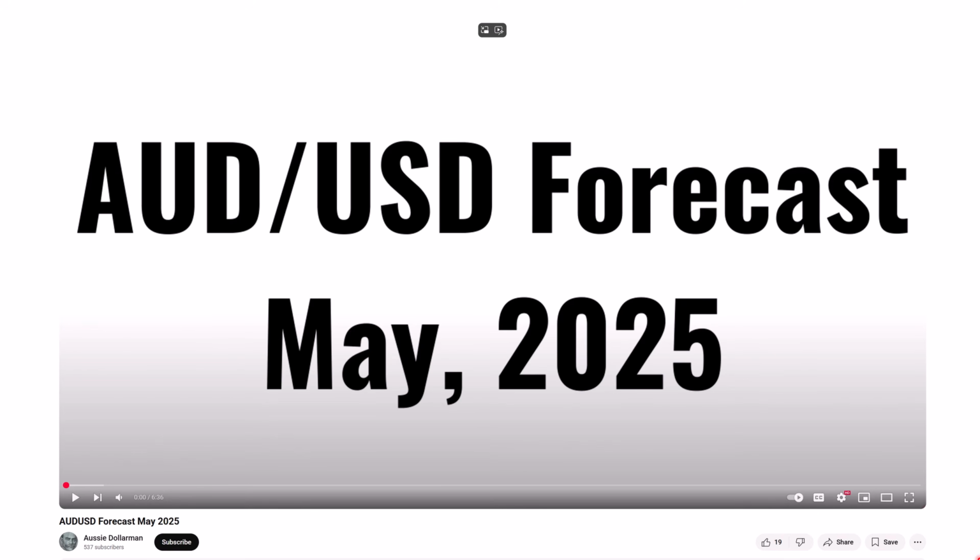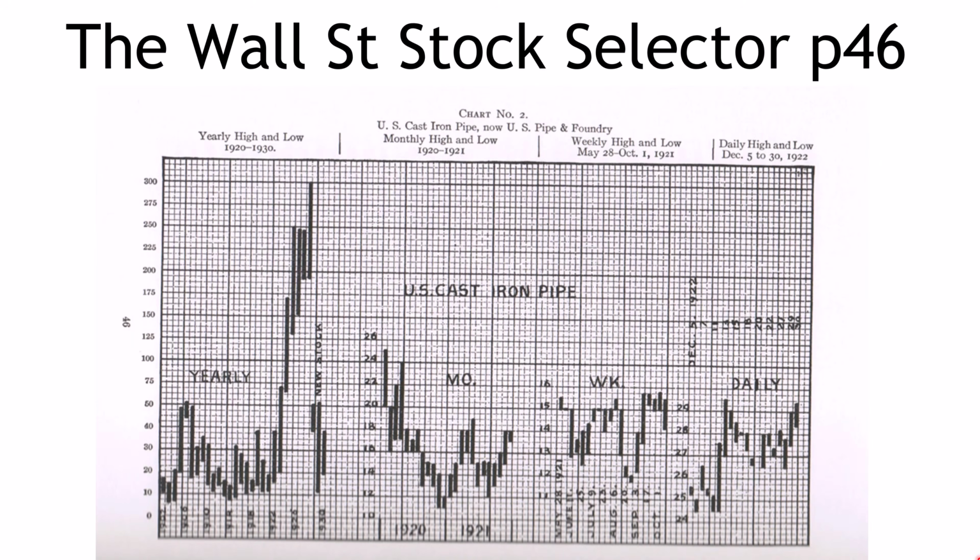So we'll start with the Australian dollar US dollar. If you didn't catch it, my forecast dates are up on the channel so you can see those. And again, for those who are new, I like to employ Gann's technique from Wall Street Stock Selector, page 46, where he lines up his different time frame charts side by side. I think it's very important to always look at multiple timeframes before you try to make a decision on a market, whether that's a currency or something else that you trade.